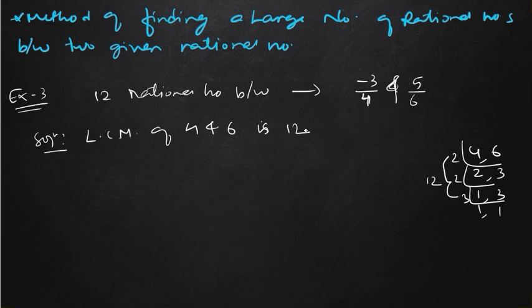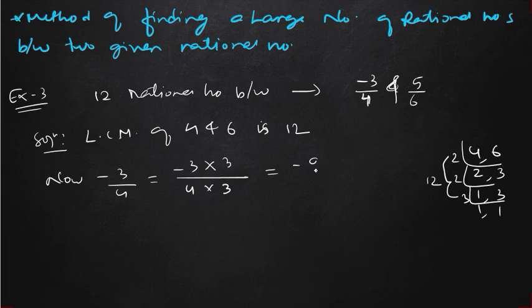So now we have to make the denominator 12. So now minus 3 by 4. You have to think what must be multiplied to 4 such that the answer is 12. So obviously 4 into 3 is 12. So you have to multiply this number to the numerator also. So this will be minus 9 by 12. And 5 by 6: 6 into 2 is 12. So again you have to multiply this 2 in the numerator. So the answer will be 10 by 12. Okay.